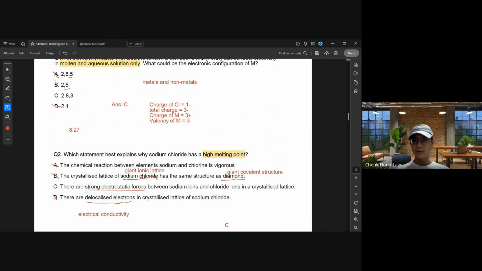So are there any questions for the first 2? So you just give me an emoji if you are okay with moving on.